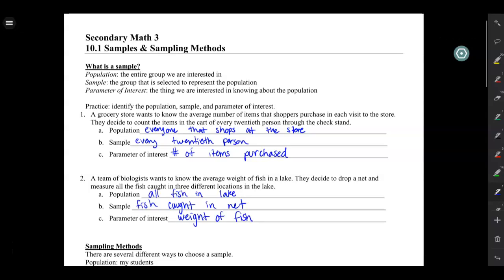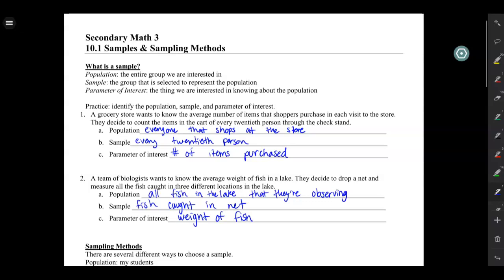So one thing to be aware of as you describe the population, sample, and parameter of interest is that you want to be as specific as possible. So, for example, in this one we just barely did, we said all the fish in the lake. We might want to put like in the lake that they're working on. Right? It's not all the fish in every lake. It's just the one lake that they're looking at. Okay?